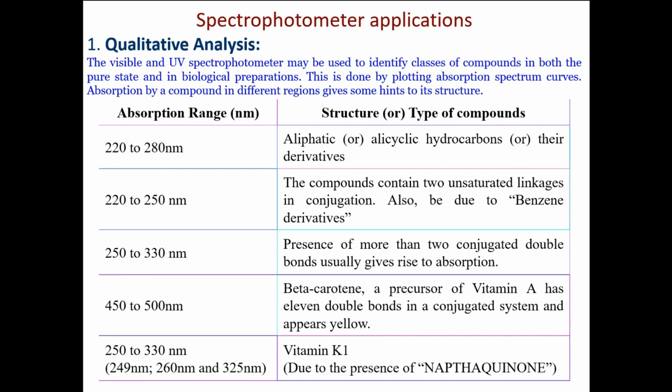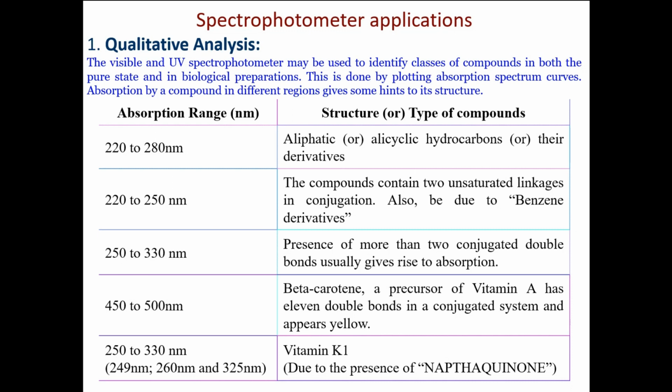Okay. And then next is 450 to 500 nanometers. This is the characteristic absorption of beta carotene, a precursor of vitamin A, which has 11 double bonds in a conjugated system. The color of this compound appears yellow. So beta carotene has a specific absorption range of 450 to 500 nanometers.